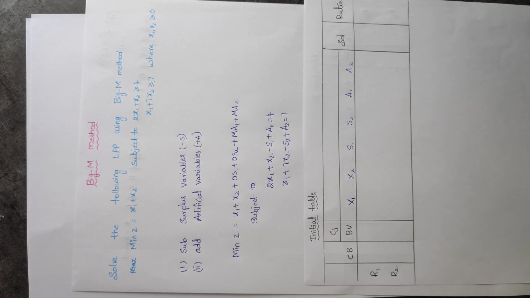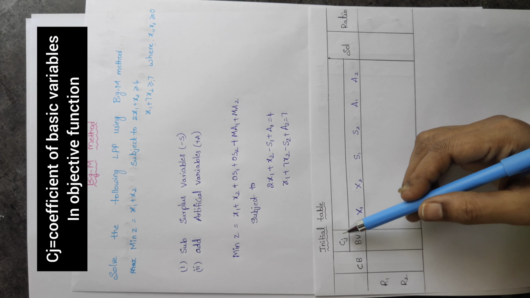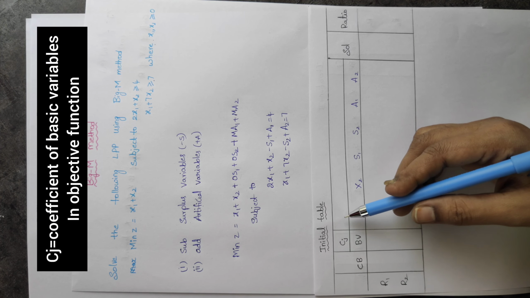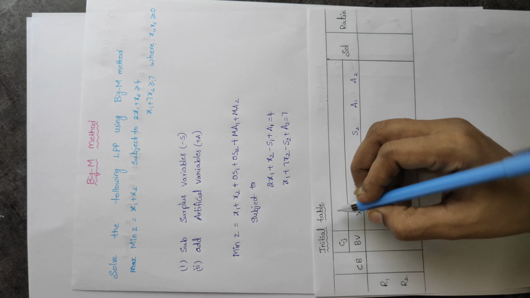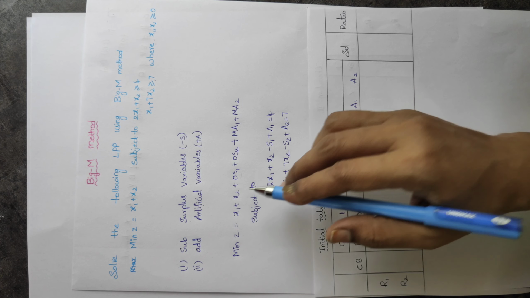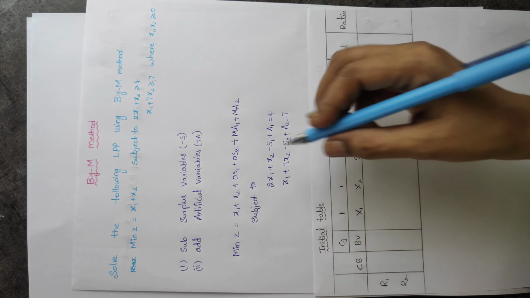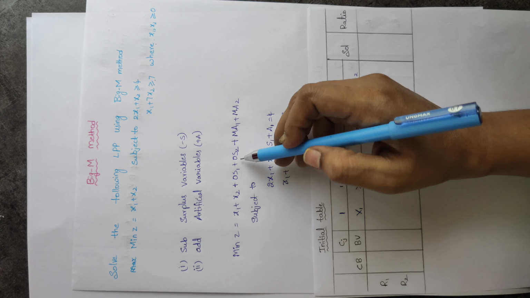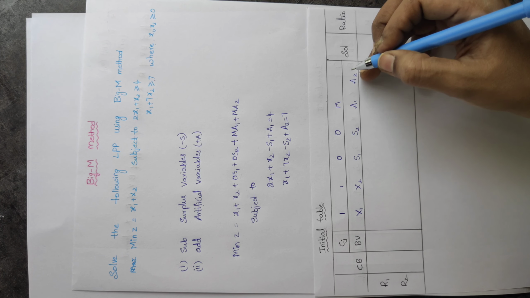After balancing the objective function and equalities, next we need to frame the initial table. This is the initial table. Cj is the coefficient of the objective function. That means the coefficient of x1 in the objective function is 1, the coefficient of x2 is 1, the coefficient of s1 is 0, s2 is 0, a1 is M and a2 is M.